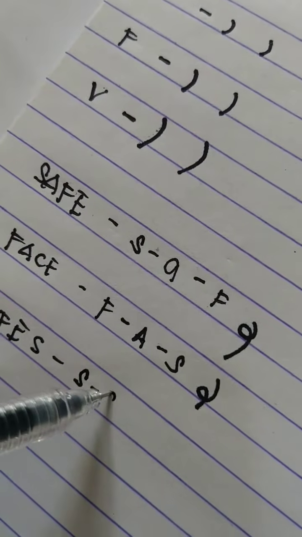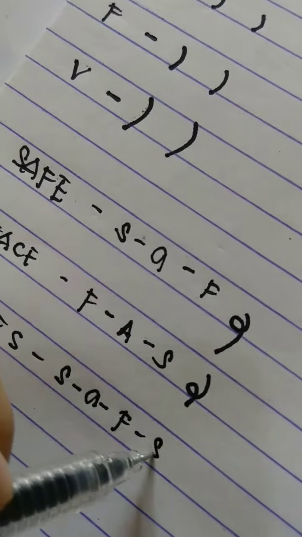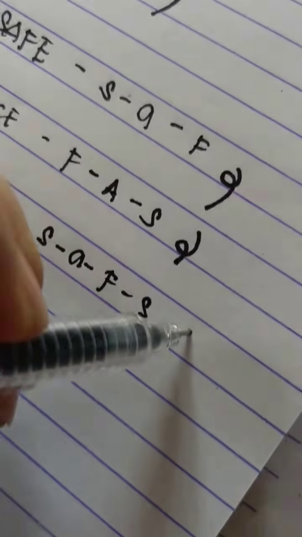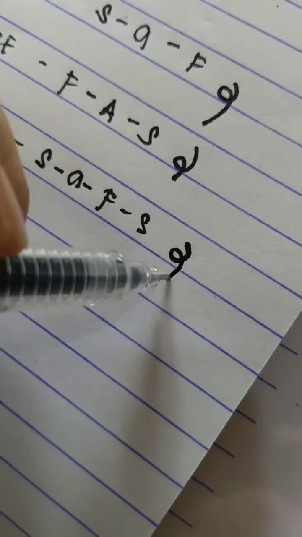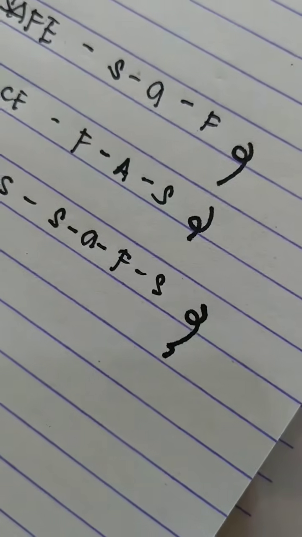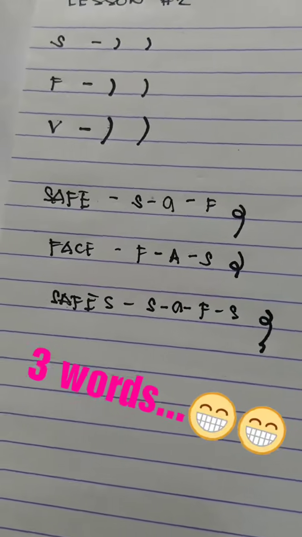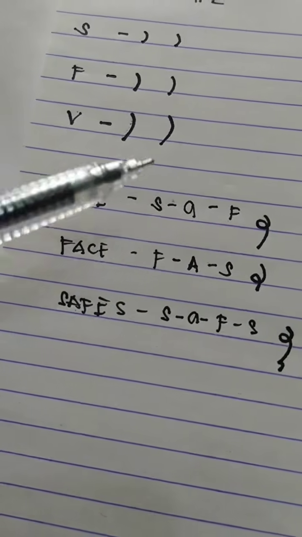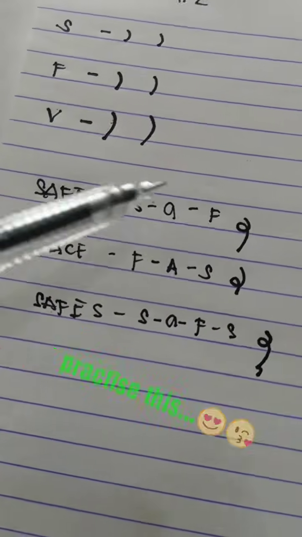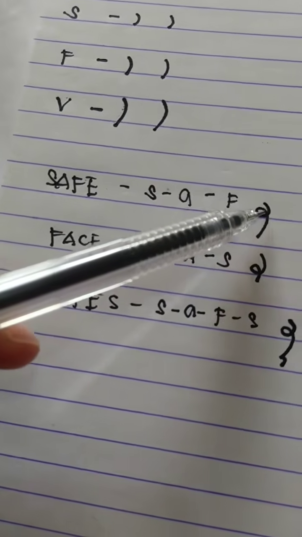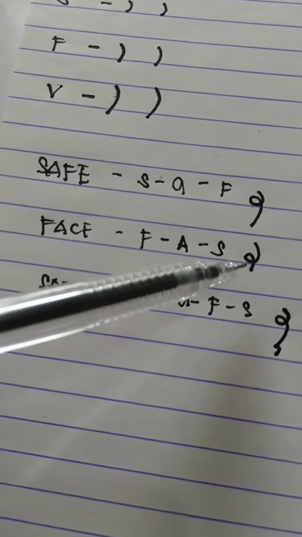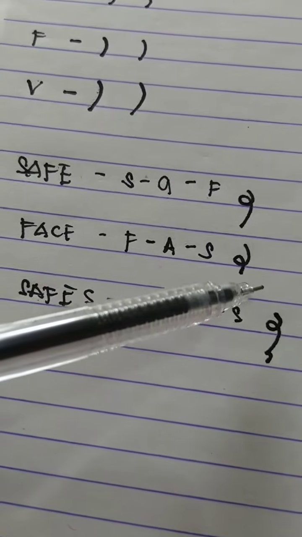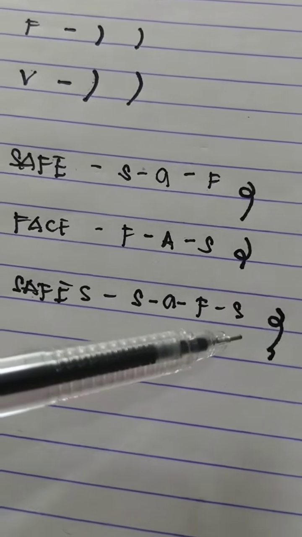So S, A, F, S. Okay? So, please look at the difference of the three letters. So, can you please practice that in your paper? The letter S, the letter A, the letter F, the F, A, S, and then S, A, F, S.